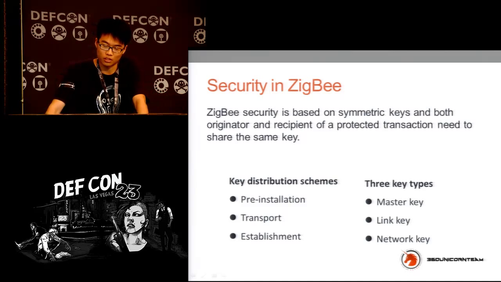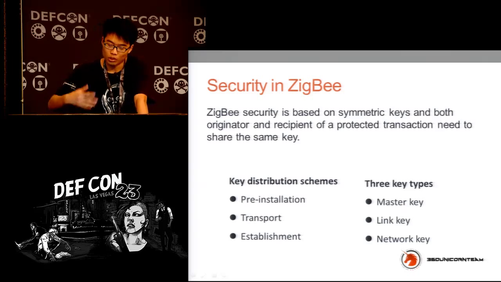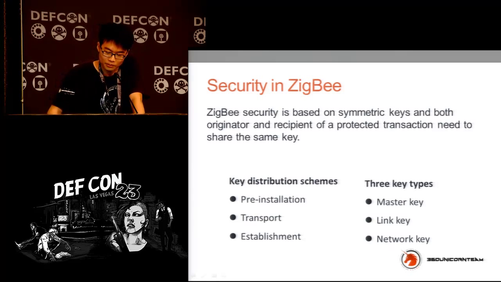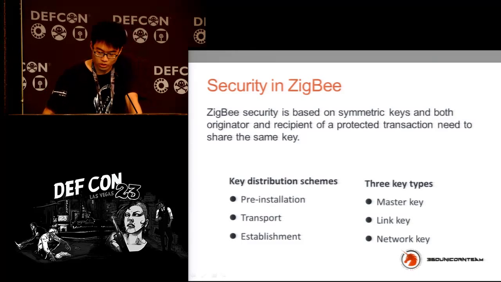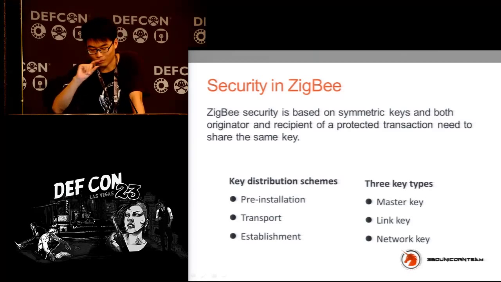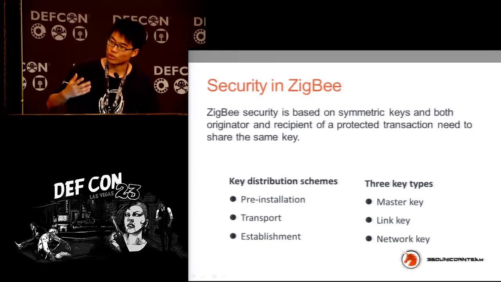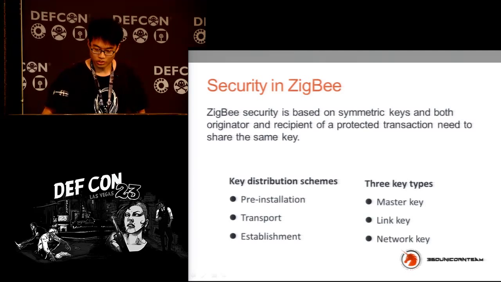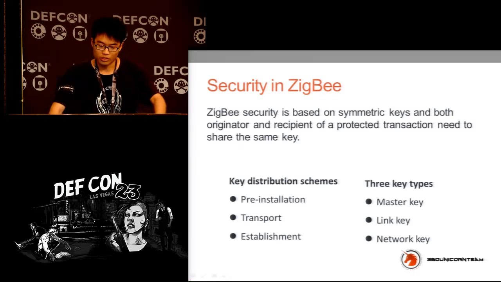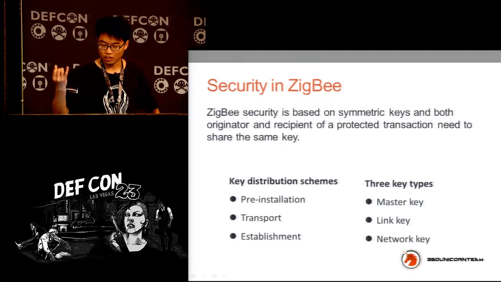A lot of people have researched the security problems in ZigBee, and they have done a lot of things. What I have done is based on them. So thank you. ZigBee security is based on symmetric keys at both the originator and the recipient, in a protected transmission, so they need the same key, and it's just a simple key exchange. If you guys want to know more details, you can just download the document and research it. So here is the key distribution scheme: you can pre-install it, you can transport it, you can establish it. Well, there are three key types: the master key, the link key, and the network key.